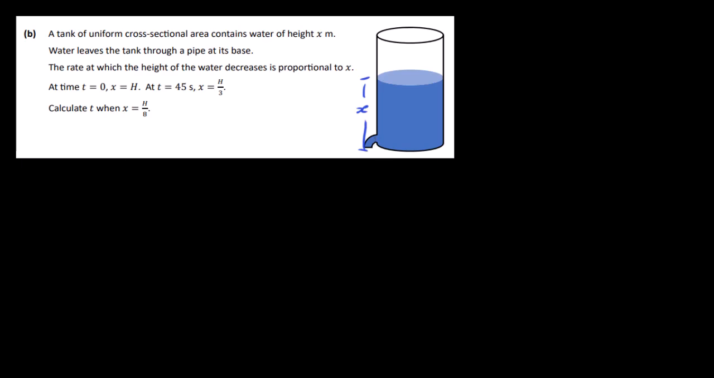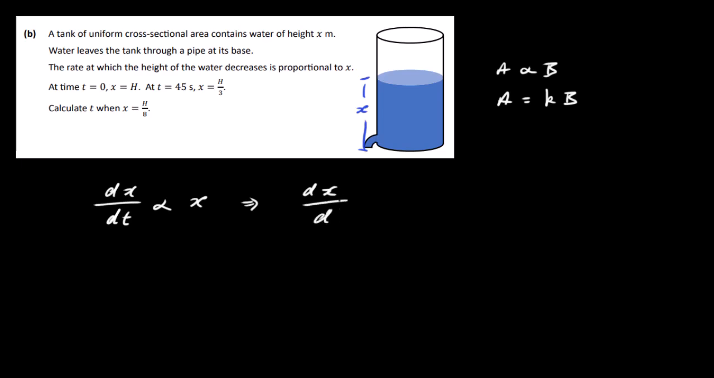We're told here that the rate at which the height of water decreases, so that's the rate at which x decreases, is proportional to x. So in other words, dx/dt is proportional to x. If a is proportional to b, it just means a is equal to some constant times b. So it's the same here. dx/dt is going to be equal to some constant times x, but the rate at which the height of water decreases is proportional to x, so it's going to be negative here.